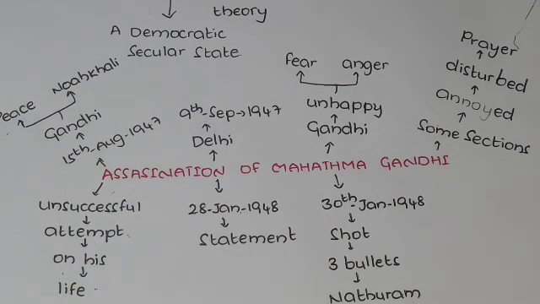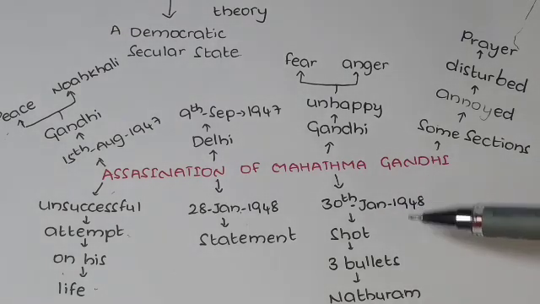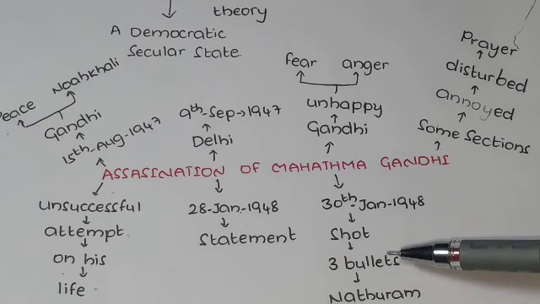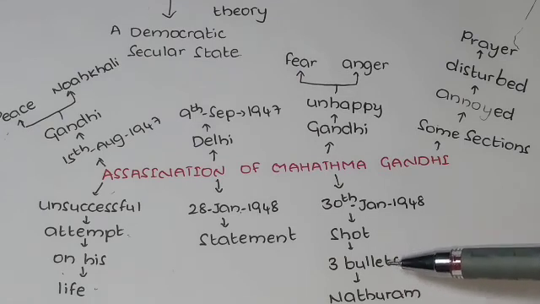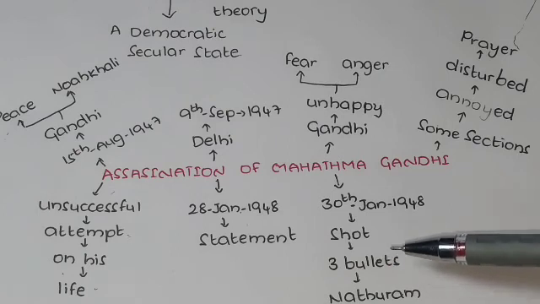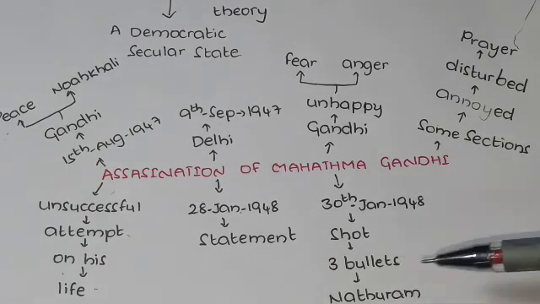So finally, within less than 6 months of independence, on 30th January 1948, he was shot by a gun. Three bullets entered his body, and by saying "Hey Ram," he fell down. Who killed him here? Nathuram Godse assassinated him. He killed Mahatma Gandhi.